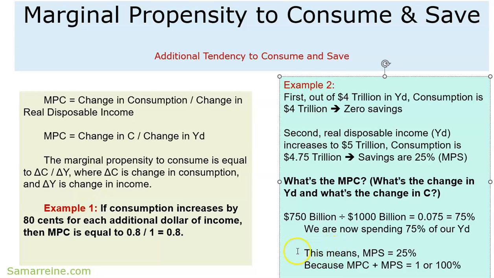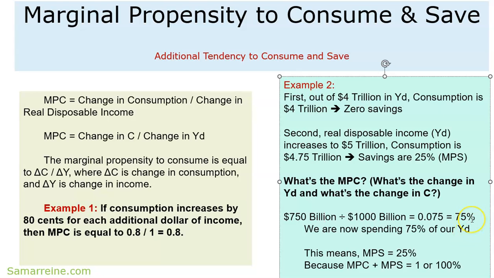So how do we do this? It's really very simple. The change in consumption is 750 billion. We know that because when we went from 4 trillion to 5 trillion, how much was consumed? 4.75. So that means 75%, or 750 billion, of that 1 trillion differential. 750 billion divided by 1,000 billion, which is what a trillion is, gives us 0.75. We multiply it by 100, and we have our 75%.